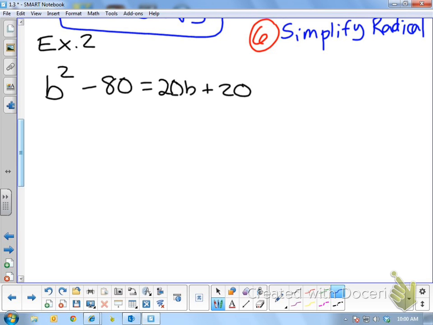Usually we want our variables on the left side. B squared is already on the left side of the equal sign. So we're going to move 20b over, and as Edgar said, we're going to minus 20b from both sides. We can also work with our numbers at that same time. We need to get 80 to the right side. So what should I do to 80? Add 80.